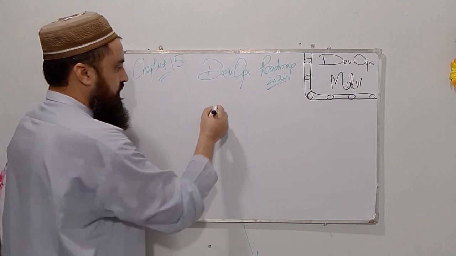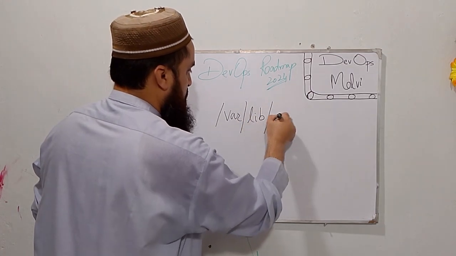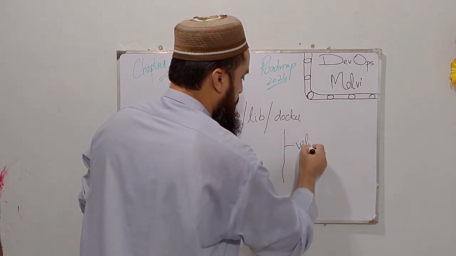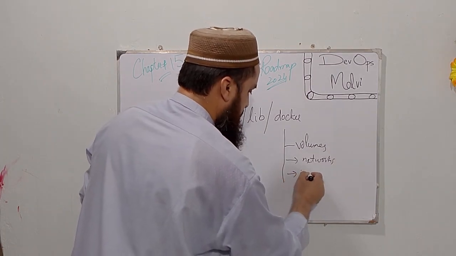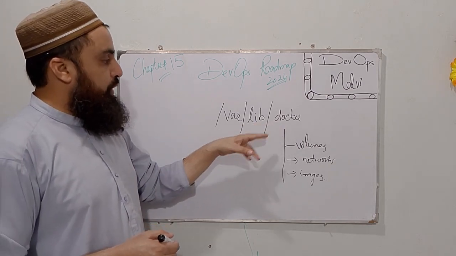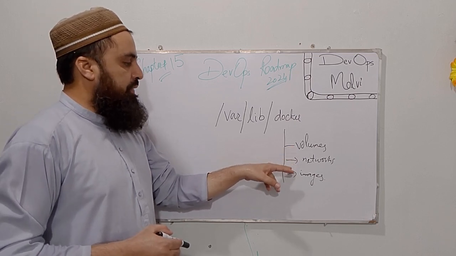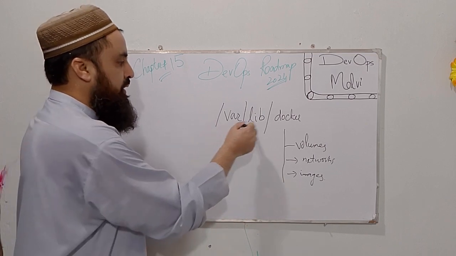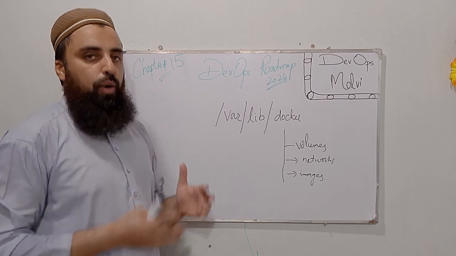When we install Docker, a dedicated directory is created here, /var/lib/docker, and this directory contains separate folders for volumes, networks, images, etc. So everything we create in Docker, for instance, if we create a Docker volume, that Docker volume will be created here. And if we create a network, it would be saved here. The Docker images are saved here. So /var/lib/docker is one of the key directories to store everything about Docker.